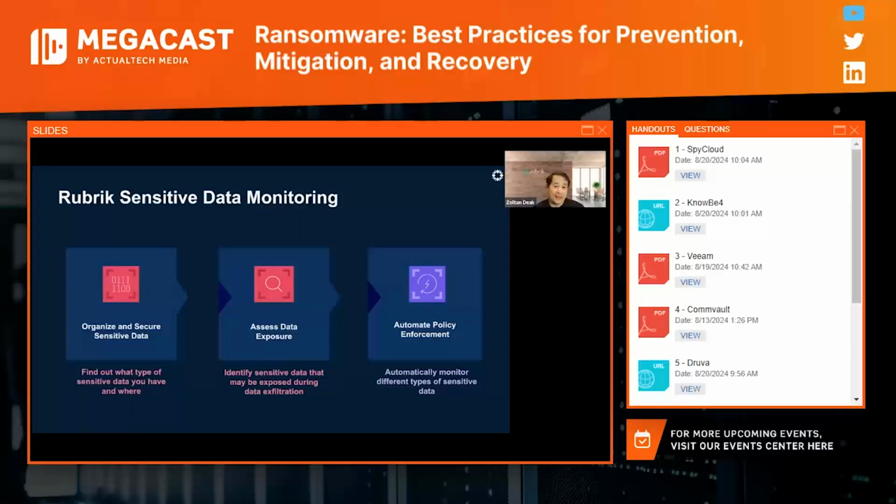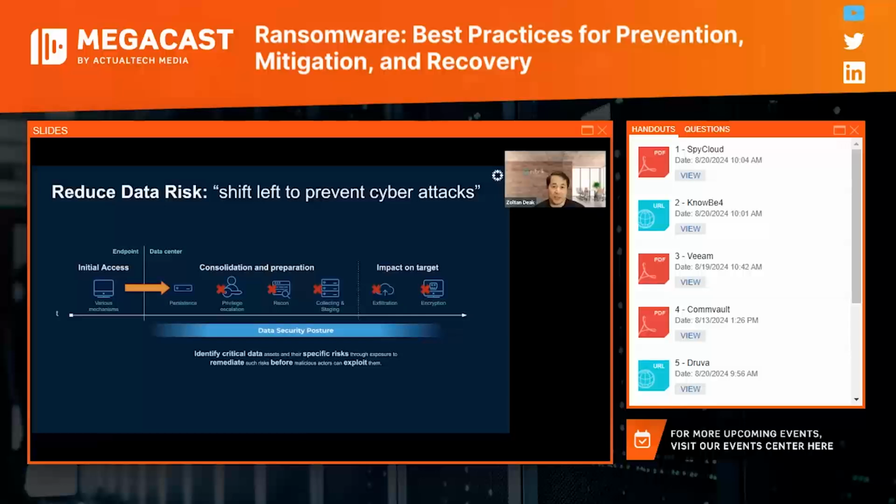And by the way, because you're scanning your backup snapshots, you're not deploying and managing agents in a production environment. You're not sacrificing network performance and using valuable people resources. You're taking advantage of the intelligence that already exists offline in your backup snapshots. Sensitive data monitoring allows you to proactively mitigate your risk of data theft in the first place. Not just your on-prem data, but your unstructured data, your data in the cloud, your O365.